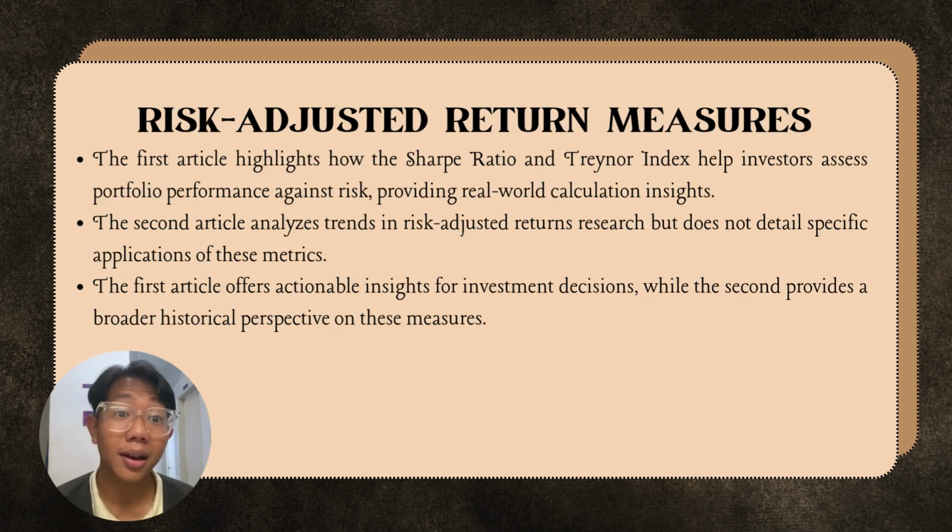The next thing we can analyze for both articles is risk-adjusted return measures. Okay, for the first article, they highlight how the Sharpe ratio and Treynor index help investors assess portfolio performance against risk, providing real-world calculation insights. In the second article, they analyze trends in risk-adjusted return research. Okay, there we can see that the first article offers actionable insight for investment decisions, while the second article provides a broader historical perspective on these measures.